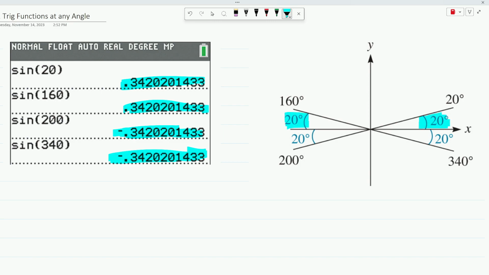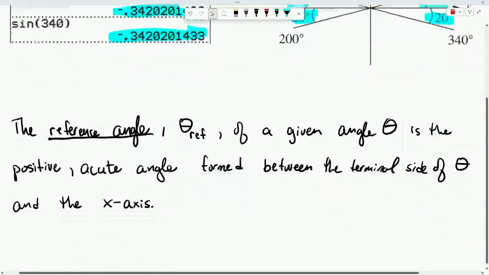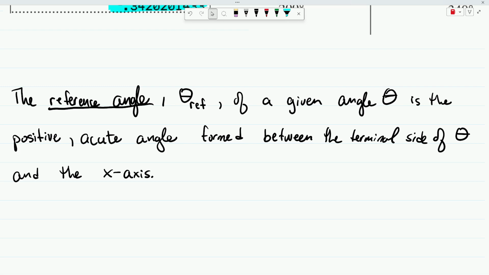So I'm highlighting 20 degrees. And that's because we consider that to be what we call a reference angle. So the definition of the reference angle is below. The reference angle, theta ref, of a given angle is the positive acute angle formed between the terminal side of theta and the x-axis.